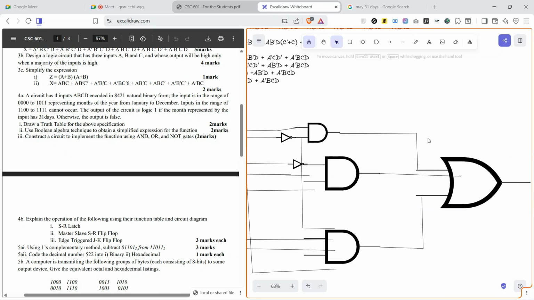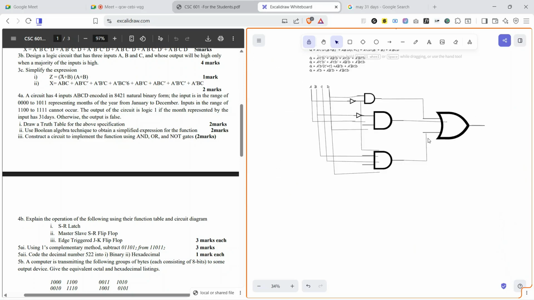So this is what your circuit should look like, something like this. But you have to make sure that you implement this NOT gate because we are told to construct it using an AND gate, OR gate, and a NOT gate.